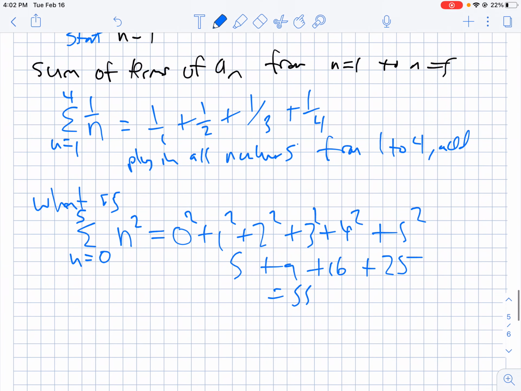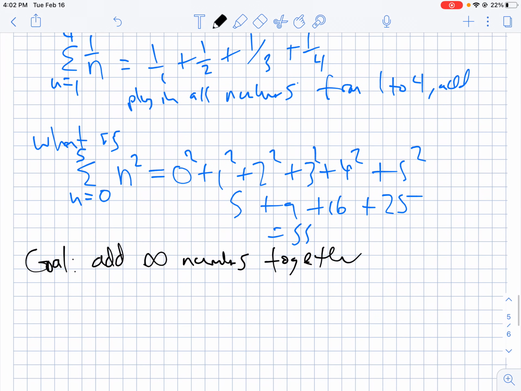Now, of course, we're in calculus, guys, so we're not just trying to add 5 numbers together. Our goal, because this is calculus, is to add an infinite number of numbers together. I know that seems weird, that we might be able to add an infinite number of numbers and not always get infinity. But in some of these cases, the numbers get so small as n gets bigger and bigger, infinitesimally small, that no matter how many you add, they never add up to infinity. We'll go over some examples in class.